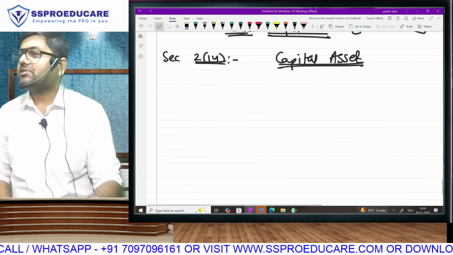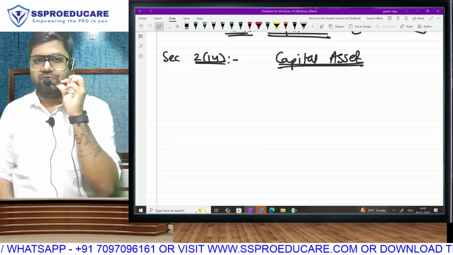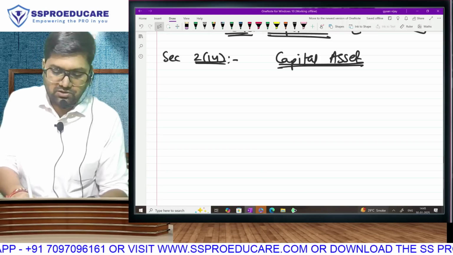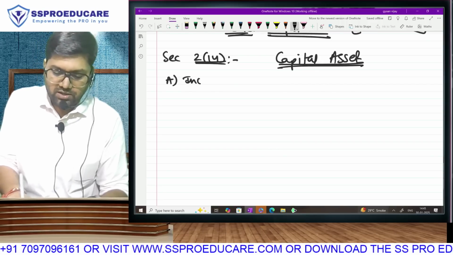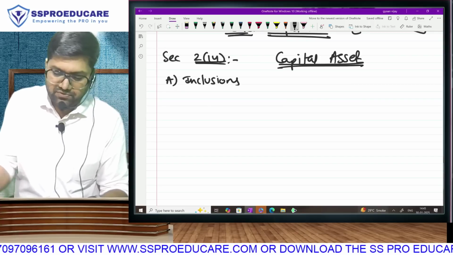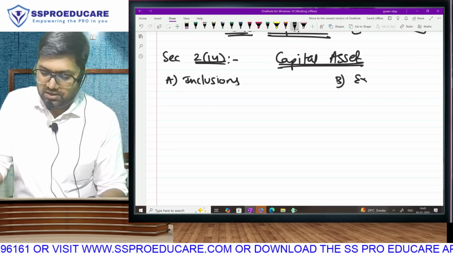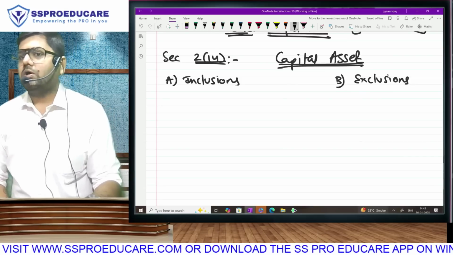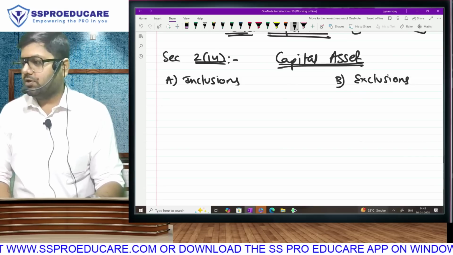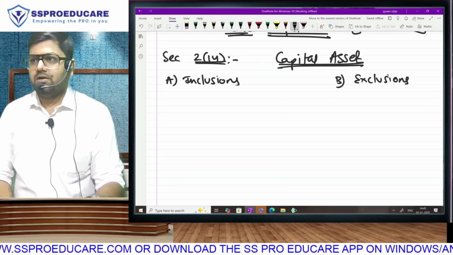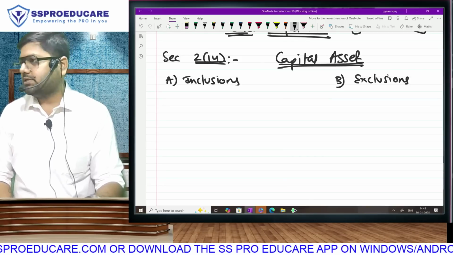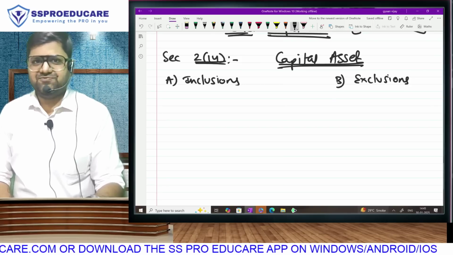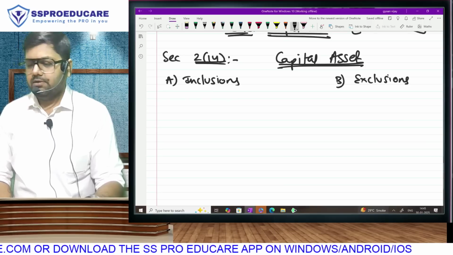And meaning, what is included, what is not included. Meaning of capital asset is given where? Section 2, clause 14. Section 2(14) has given us two things. What are the inclusions in the definition of capital asset? What are the exclusions in the definition of capital asset? Inclusions and exclusions in the definition of capital asset.